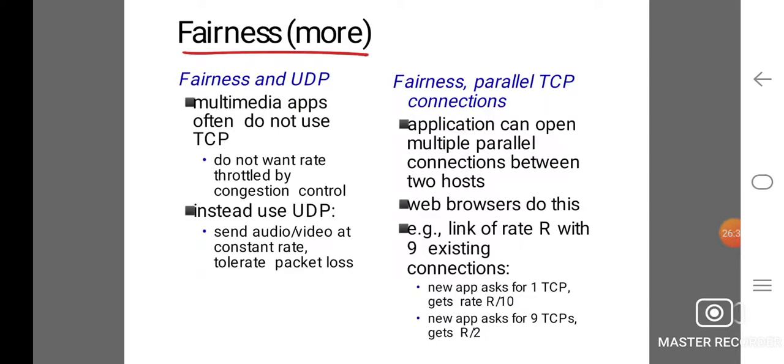Fairness and UDP. Multimedia apps often do not use TCP, since they do not want their rate throttled by congestion control. Instead they use UDP, sending audio and video at a constant rate, and they tolerate packet loss. Fairness and parallel TCP connections: an application can open multiple parallel connections between two hosts. Web browsers do this. Example: a link of rate R with 9 existing connections. A new app that asks for one TCP gets rate R/10. A new app that asks for 9 TCPs gets R/2.